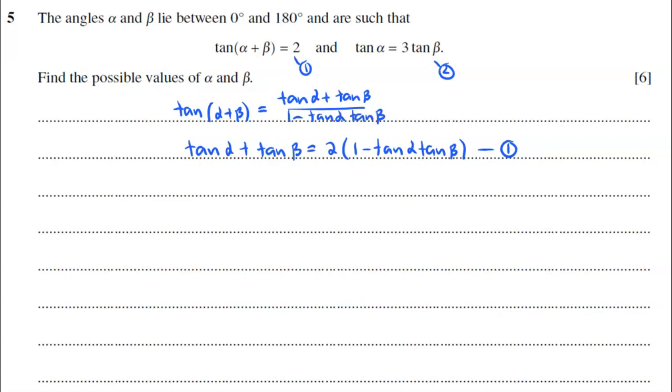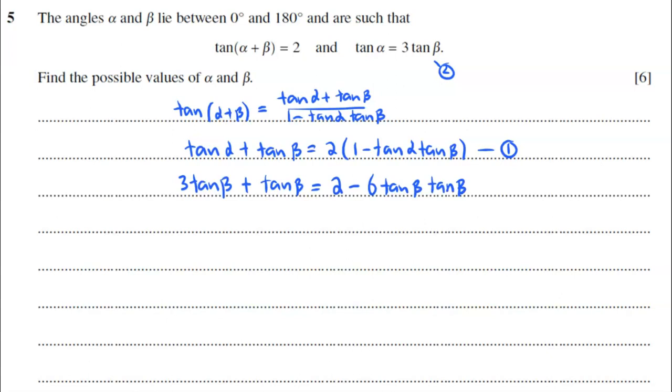What's really handy is that our equation 2 has tan alpha equal to something, so we can just substitute that in. Wherever we see tan alpha, we can put 3 tan beta. And that's exactly what we're going to do. 3 tan beta plus 1 tan beta is equal to, let's expand the brackets at the same time, 2 minus, so it's going to be 2 times 3 tan beta, which is 6 tan beta, multiplied by tan beta, which becomes tan beta squared.